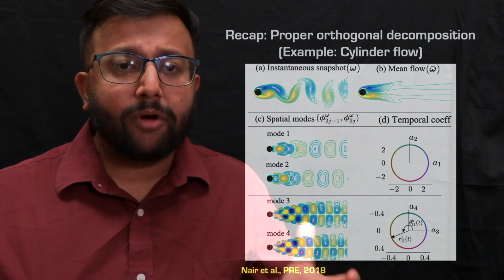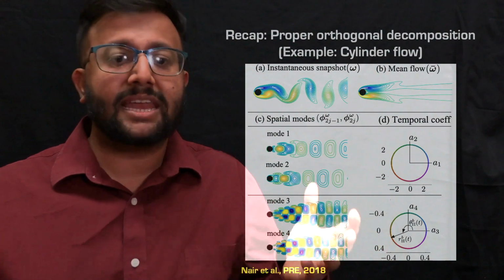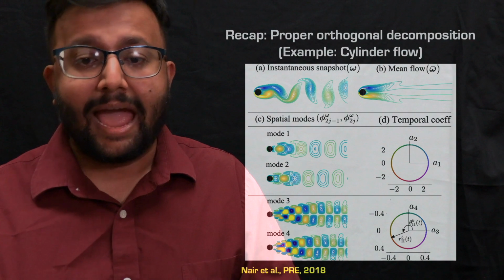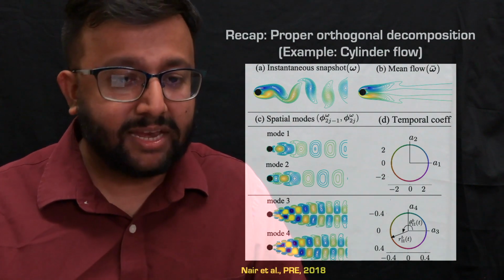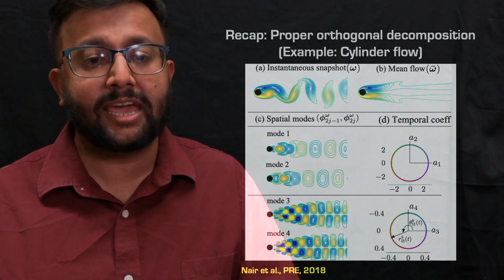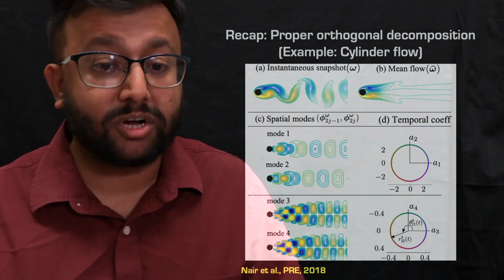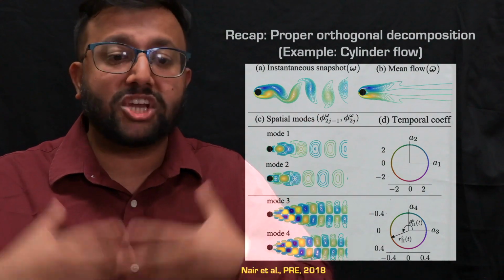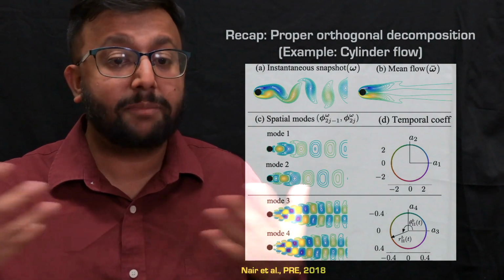So a quick recap on first doing POD. Let's take an example of a flow past a cylinder at Reynolds number of 100. As you can see, there is an instantaneous snapshot of the vorticity field in A. We show the time averaged vorticity field in B, and we get these spatial modes which appear in conjugate pairs.